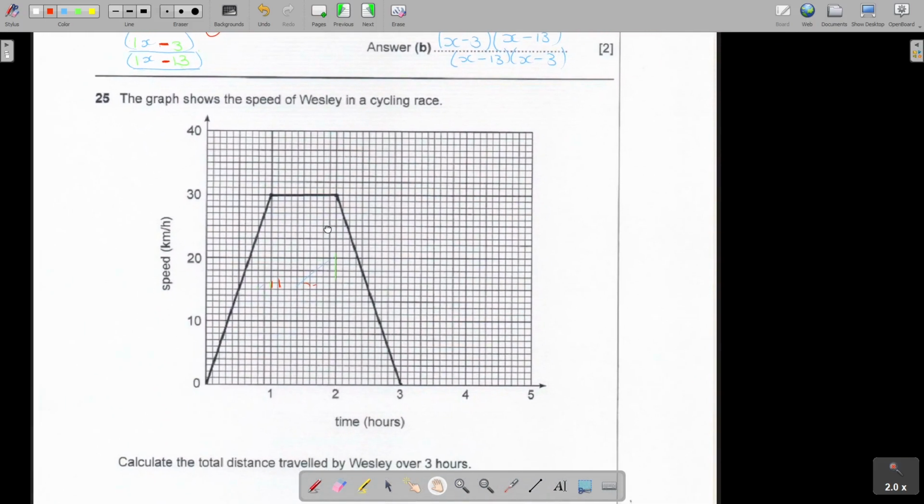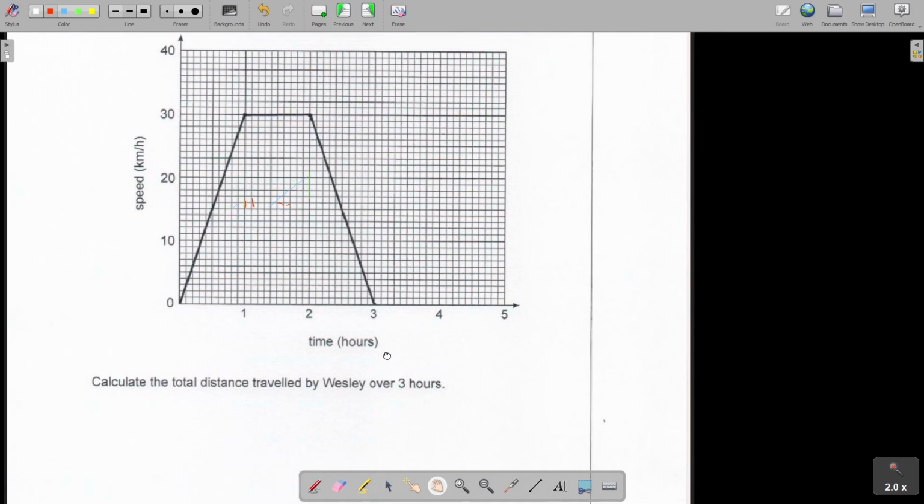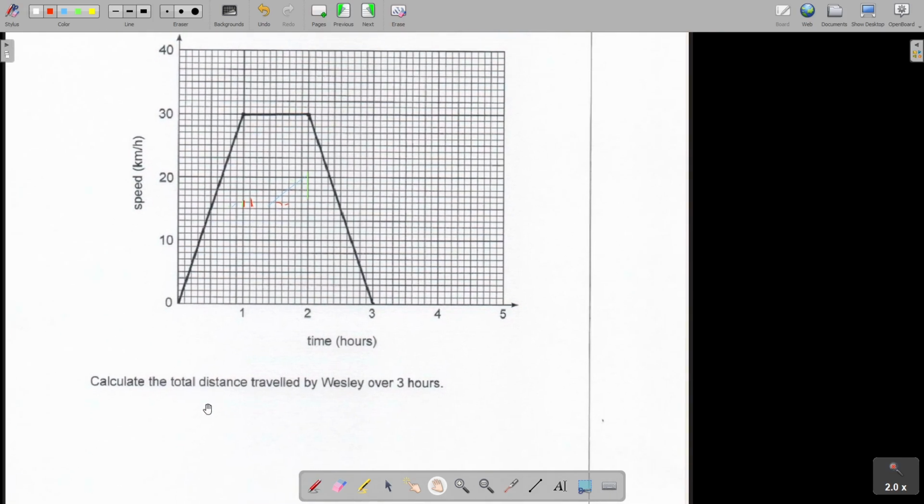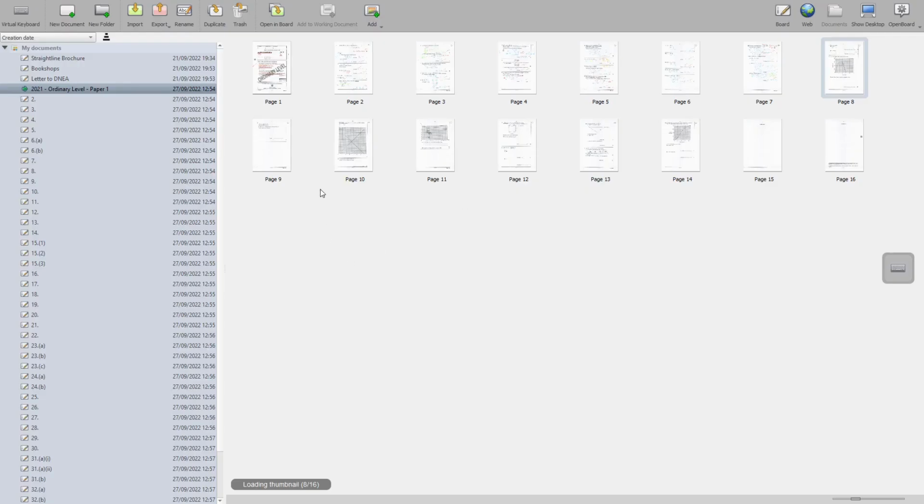Okay, and then the next one. The graph shows the speed of Wesley in a cycling race. Okay, now it's speed, time. You think of physical science. Calculate the total distance traveled. Okay, so let's go to the textbook. It's just all about distance. So I go to question 25.